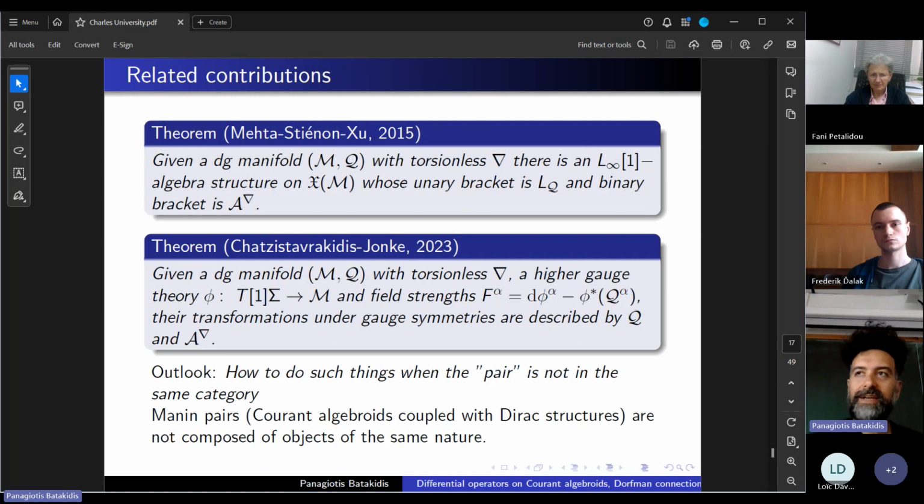I mean, they're not of the same nature. Okay, so you have a Courant algebroid and a Dirac structure. Well, a Dirac structure is a little bit simpler than a Courant algebroid. It's actually a Lie algebroid.